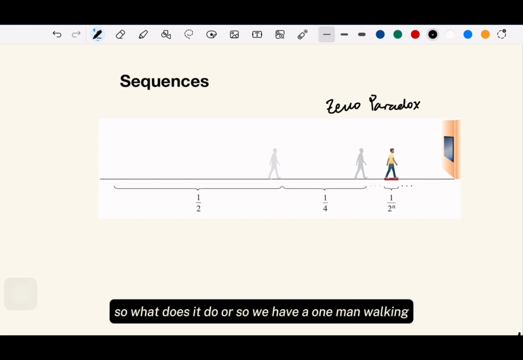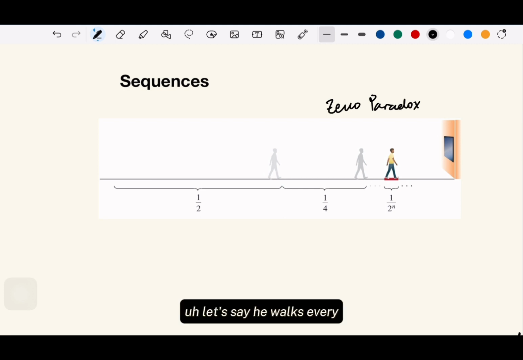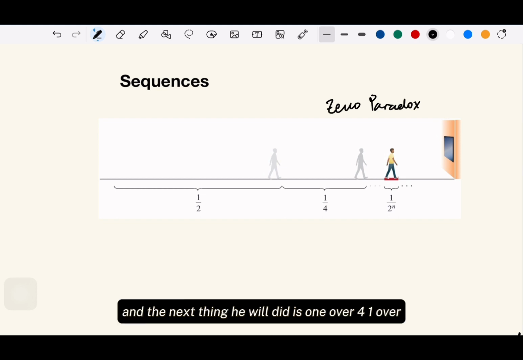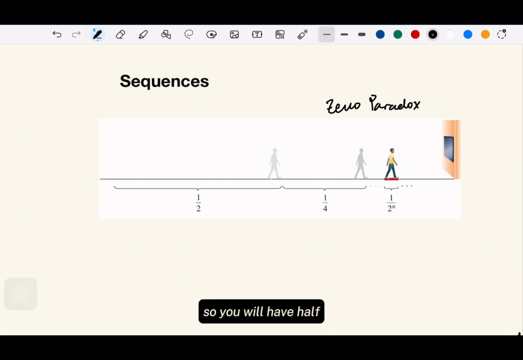So what does it do? We have one man walking. Let's say every period of time he walks half of the previous distance. So if he walks 1 meter, the next thing he does is half, okay? And then the next thing he will do is 1/4, 1/8, and so on and so forth. So you will have half, 1/4, 1/8, 1/16, 1/32, etc.